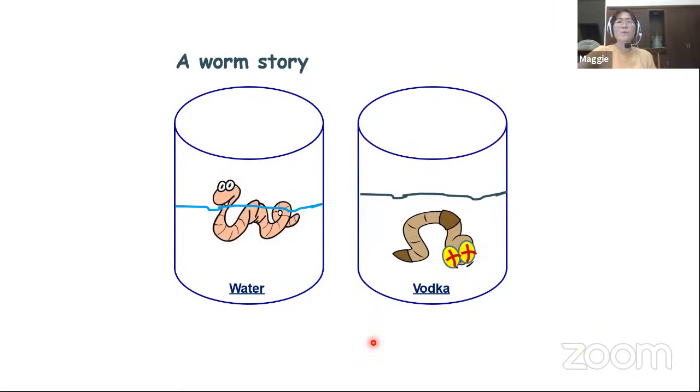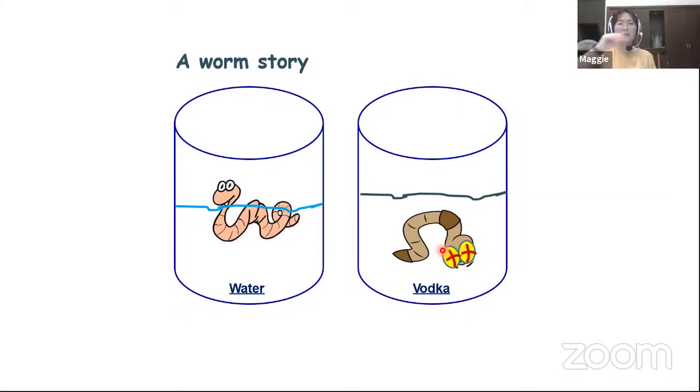Then the last one would be the discussion part. So this is a story. It's an experiment done in a primary school. The scientists show two different cups. The first cup has a worm in water and it can survive. The second cup has a lot of vodka, and then the worm dies. Through this experiment, the scientists want to show that alcohol is a bad thing, it's toxic.